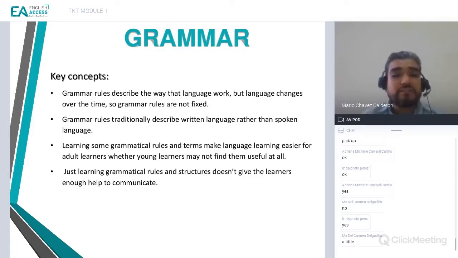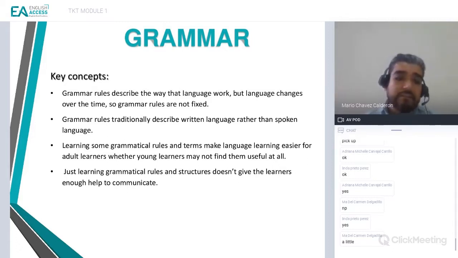Grammar rules traditionally describe written language rather than spoken language. When we talk about grammar, we talk about written language. When we speak, sometimes we don't pay attention to the grammar, and it's not that it's not important or that it should not be taken into consideration. It's just that when we speak, we don't have time to plan what we are saying. Since we don't have time to plan, we sometimes make many mistakes.